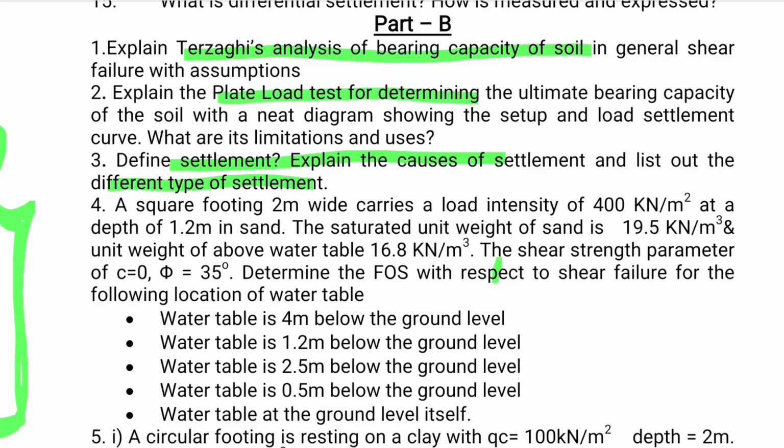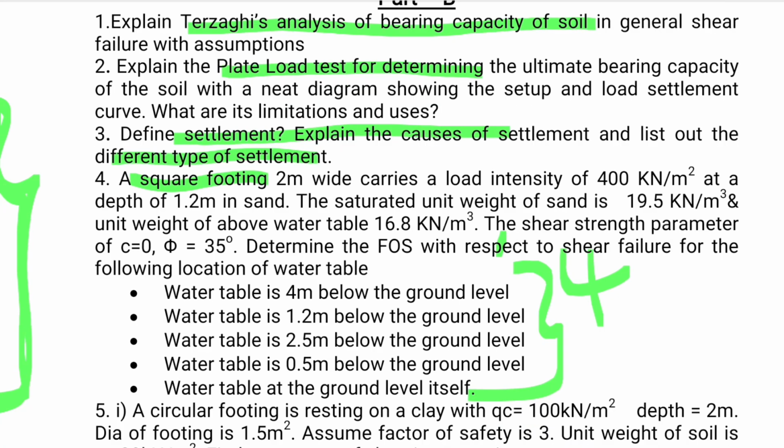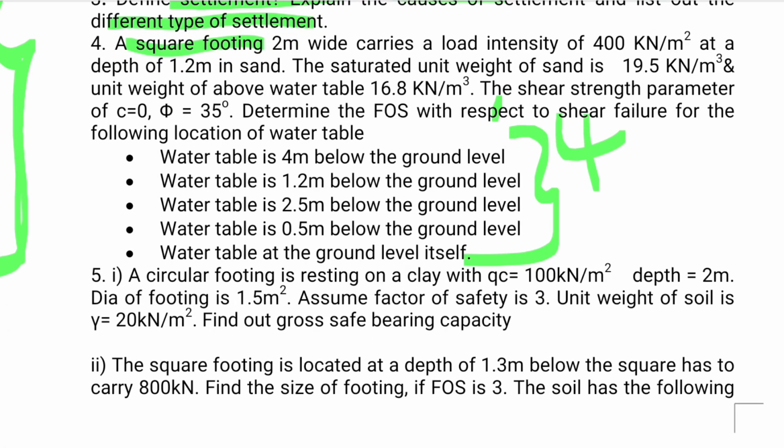Then there is a problem related to Terzaghi's bearing capacity theory. There are square footing, strip footing, circular footing and rectangular footing, so there are 4 types of problem. Based on the water level, we can also rearrange the Terzaghi bearing capacity problem. Then the next question is the IS code method. That is also a most important question. Using the IS code method, we can solve the question and find out the bearing capacity of soil.